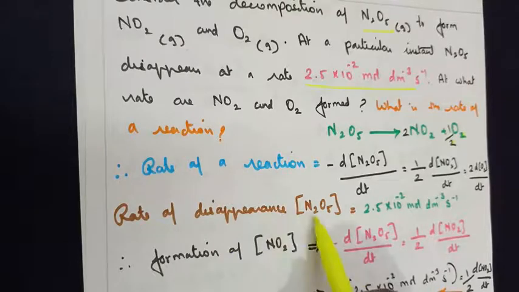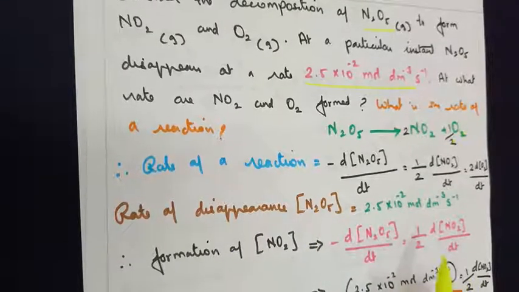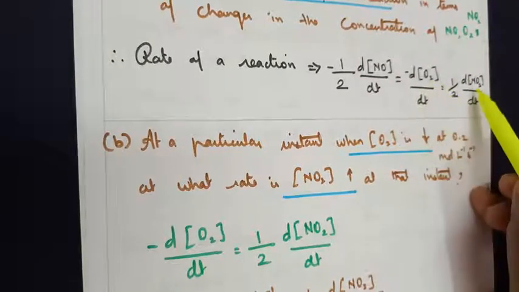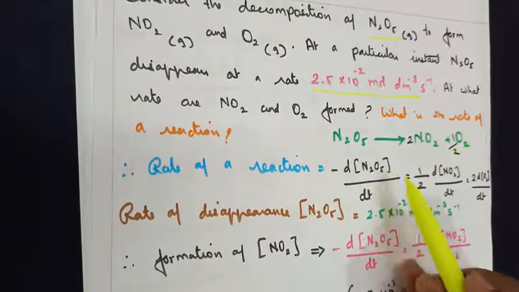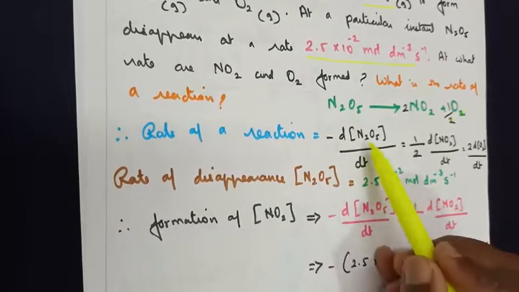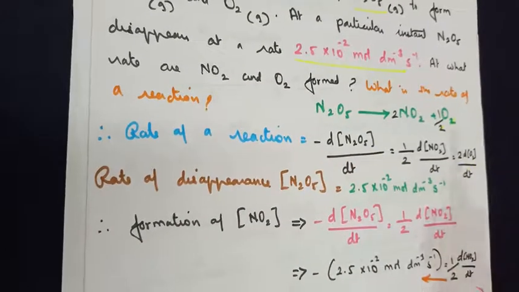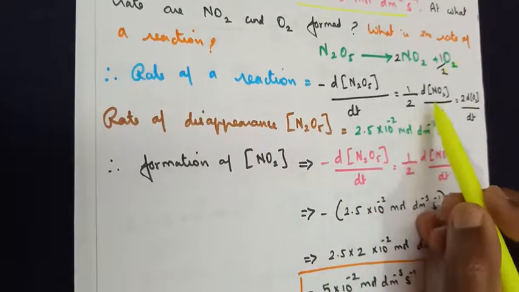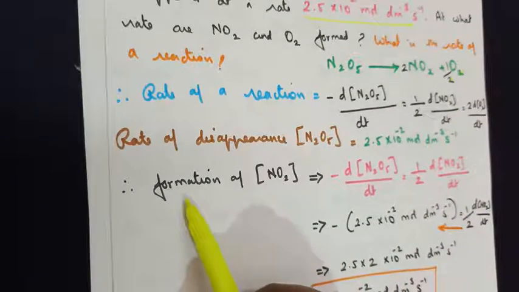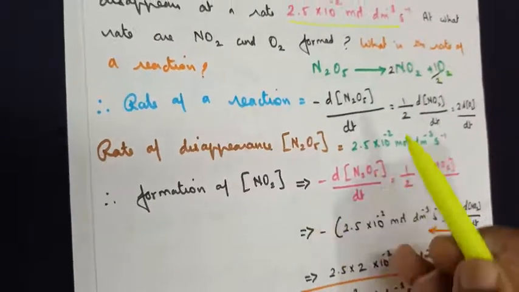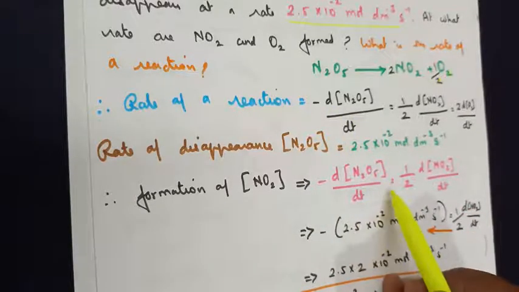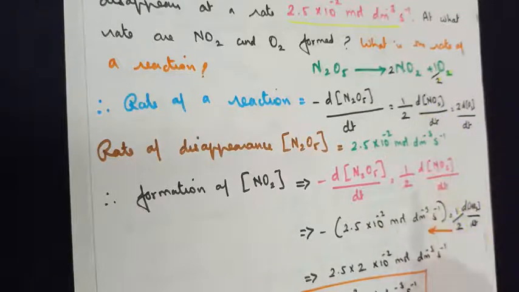Now the rate of disappearance of N2O5 value they have given. Now what do we do? In the previous case, you compared oxygen's concentration with the NO2. Now you have to consider concentration of N2O5 with the NO2, and in the next step concentration of N2O5 with that of oxygen. Very easy, children. I have written the values given in the question. Therefore, first we will work in terms of nitrogen dioxide. Formation of NO2: just write the formula as it is, minus d of N2O5 by dt is equal to half d of NO2 by dt.